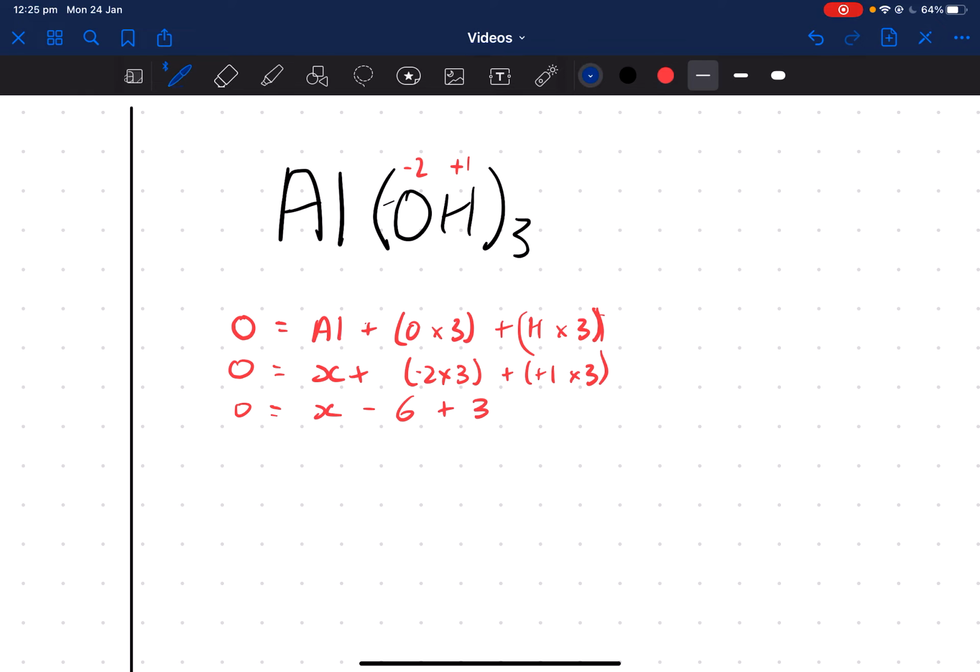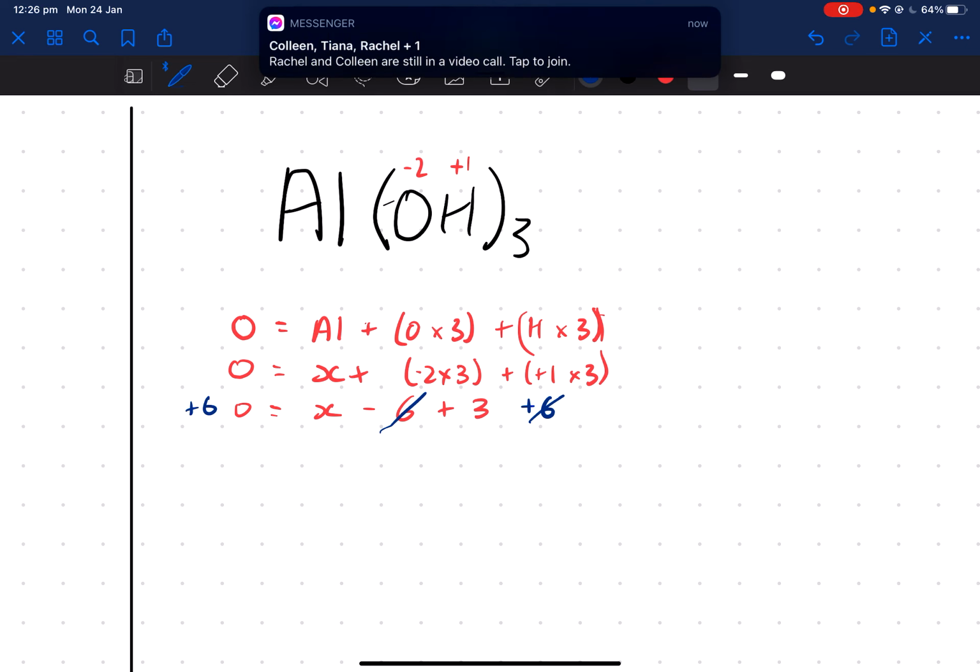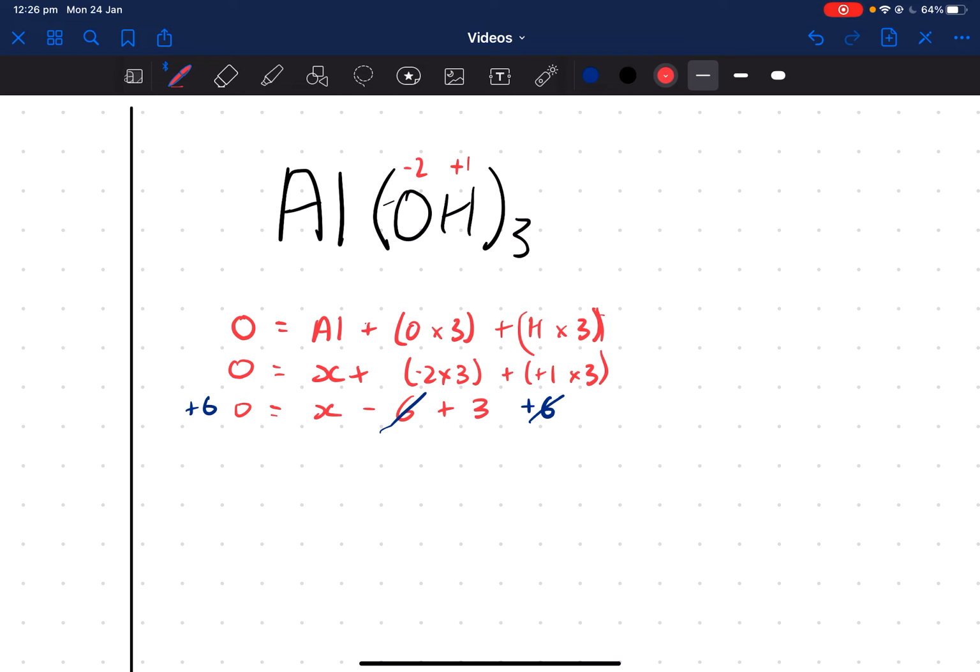All right, so let's start by getting rid of the 6. So that and that are going to get rid of each other, and then plus 6 on this side. So we have positive 6 equals x plus 3. And then we're going to get rid of the plus 3, so minus 3 from both sides. Negative 3 plus positive 6 is going to be positive 3 equals x, because those are both gone. So aluminium in this case, again, is positive 3.